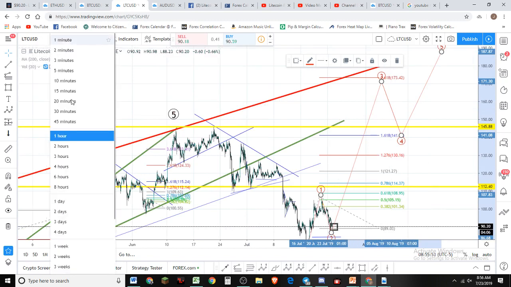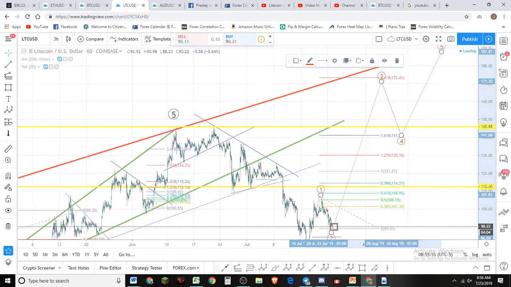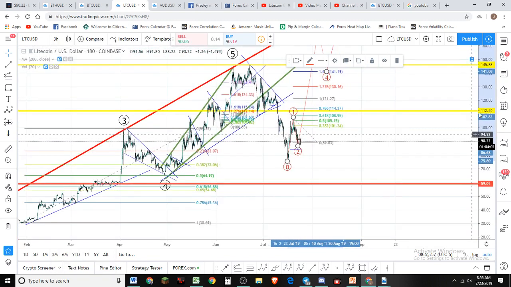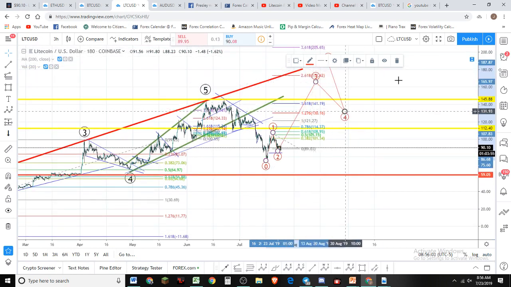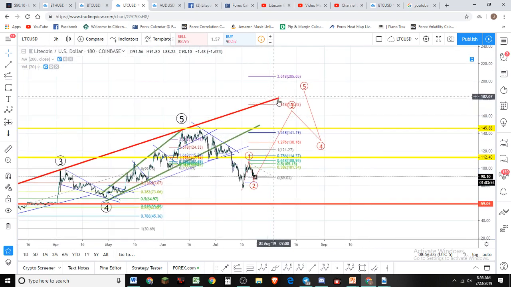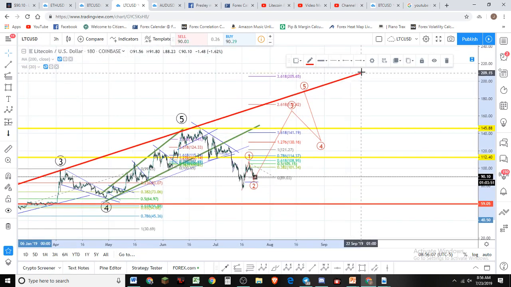Let me just zoom out so you can kind of see that in context. The shape, the angle is probably a little off, but you can see. Let me just extend this trend line out a little bit.